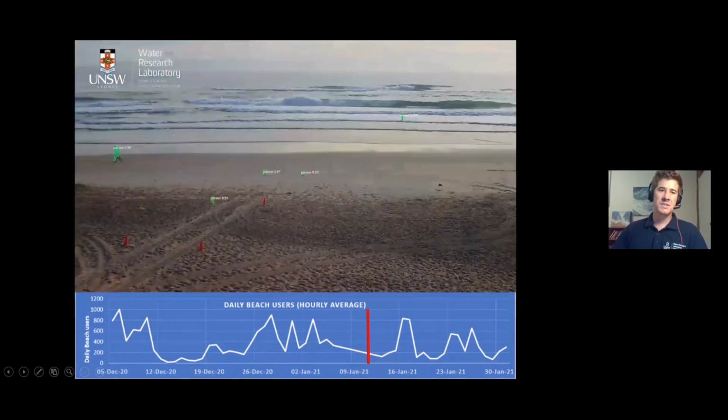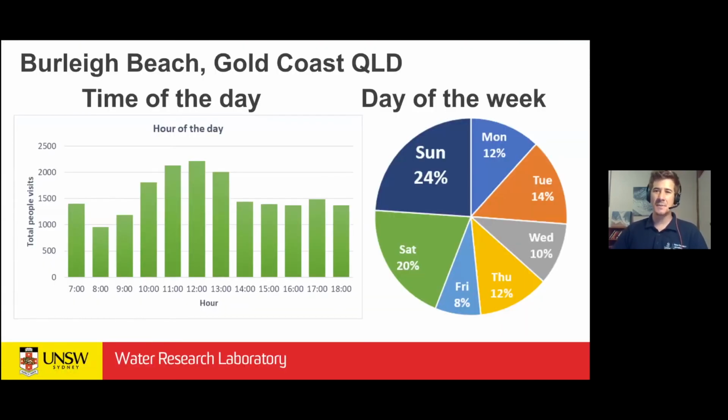So looking at those results, we can compare the time of the day and the day of the week. We could see that Burleigh Beach has a different footprint to Ettalong. If we look at Ettalong, it had this kind of flat lining, whereas at Burleigh, you get a lot of people visiting at 7 a.m., maybe the boot camp people, and then it peaks at midday and trails off towards the end of the day.